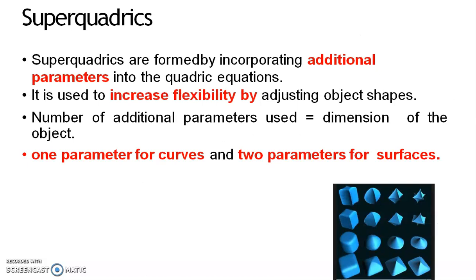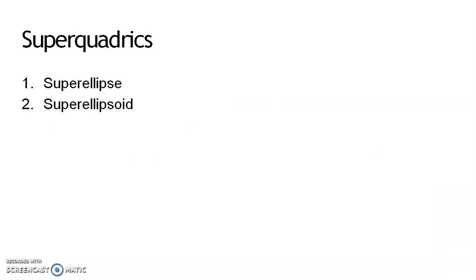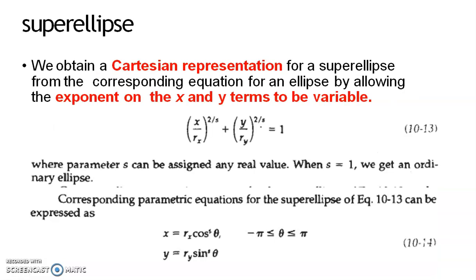And here are superquadrics. They are formed by incorporating additional parameters into the quadratic equations, and generally they are used to increase flexibility by adjusting object shapes. Here the number of additional parameters used is equal to the dimension of the object. One parameter is used for a curve and 2 for surfaces. Here are different superquadric forms. Two types are super ellipse and super ellipsoid.